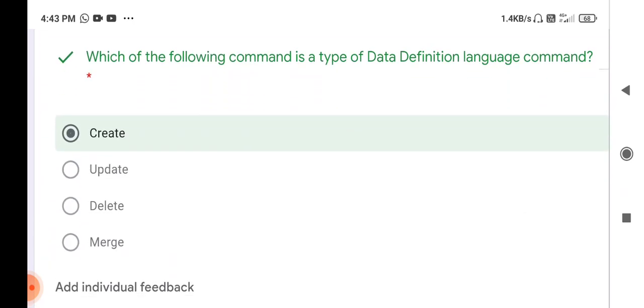Next question is, which of the following command is a type of data definition language command? For this question you must know the difference between DDL and DML. Data definition language: create query is under DDL command. They define the data. And update, delete and merge queries are included in DML, data manipulation language.